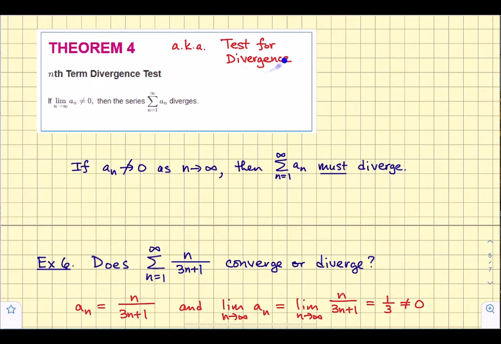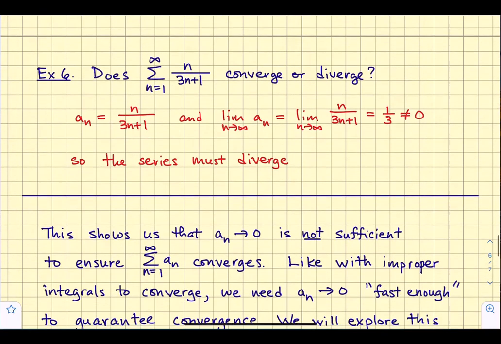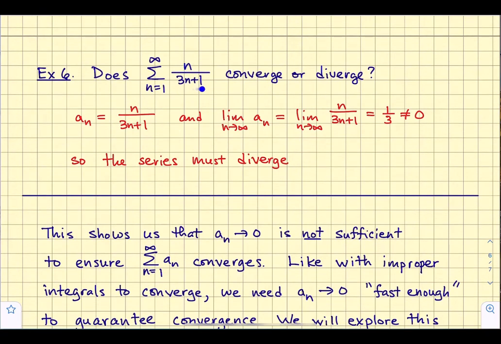So this is a test for divergence. It's to just rule out, before you expend any energy trying to determine convergence. If you just look at it and the an's don't go to 0, then you know that the series must diverge. Okay? So, for example, does the sum from n equals 1 to infinity of n over 3n plus 1 converge or diverge?